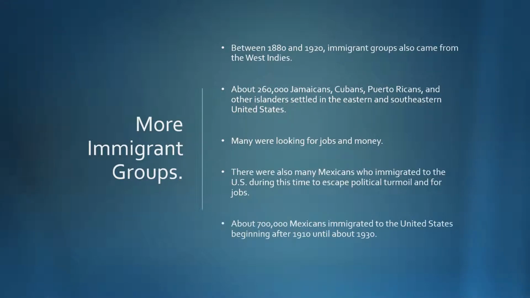And there were also many Mexicans who immigrated to the U.S. during this time to escape political turmoil. Mexico was going through a civil war at the time, so they were looking to get away from that, and also for jobs. About 700,000 Mexicans immigrated to the United States beginning after 1910, during their civil war, until about 1930.